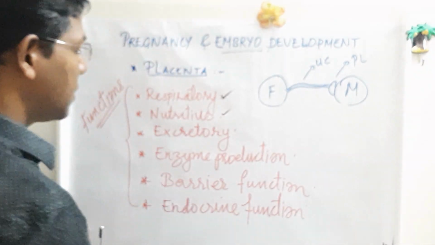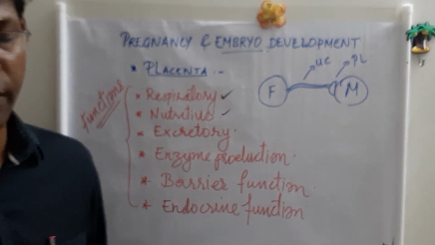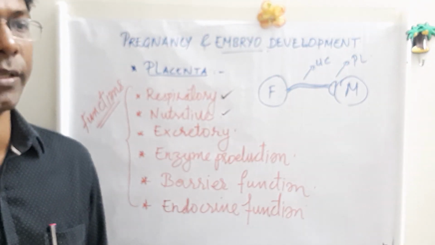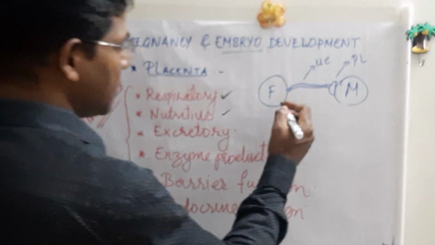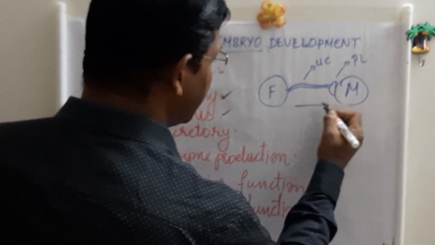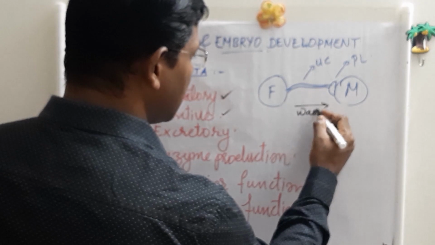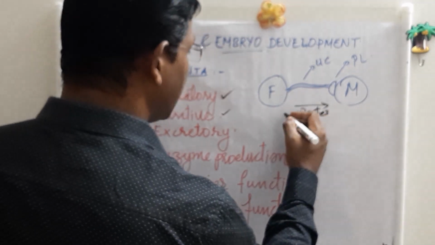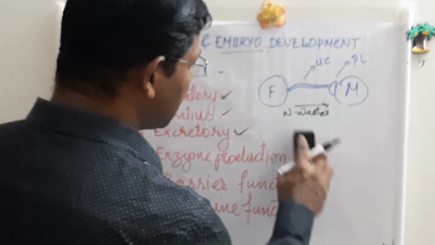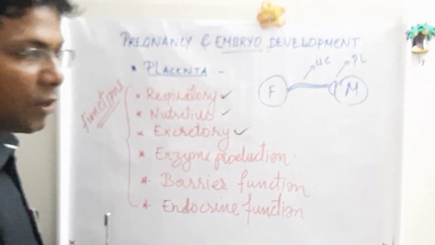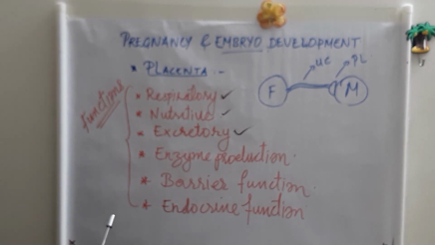Excretory, as we know, as a result of the metabolic reactions that take place in the fetal body, the waste materials are collected in the blood, and that will be sent from the fetus to the mother. Through this placenta it is released. Nitrogenous waste materials are removed, so it is excretory in function. In the early stages of fetal development, the fetus does not have enzymes produced in its own body. Some enzymes are necessary, and they will be produced by the placenta. So enzyme production.